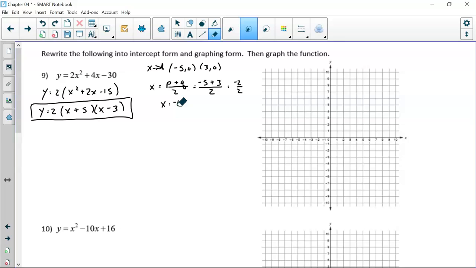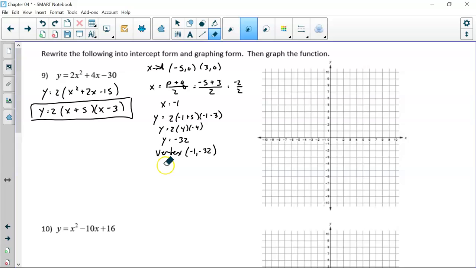And now we can substitute back into the original or the rewritten to find y. Y equals 2 times negative 1 plus 5, negative 1 minus 3. 2 times 4 times negative 4. So 8 times negative 4 is negative 32. So the vertex is at negative 1, negative 32.